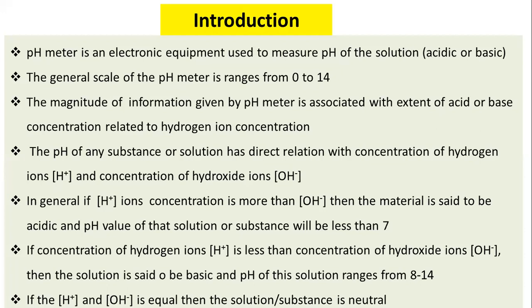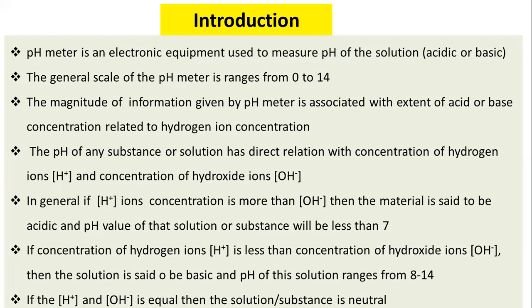In the introductory part, we're already familiar with some contents of the pH meter, and I think you might also have seen the pH meter in the laboratory. Basically, the pH meter is an electronic instrument that is used to measure the pH of a solution. That solution may be acidic or basic. The general scale of the pH meter ranges from 0 to 14, that is the minimum and highest pH that can be measured with the help of a pH meter.